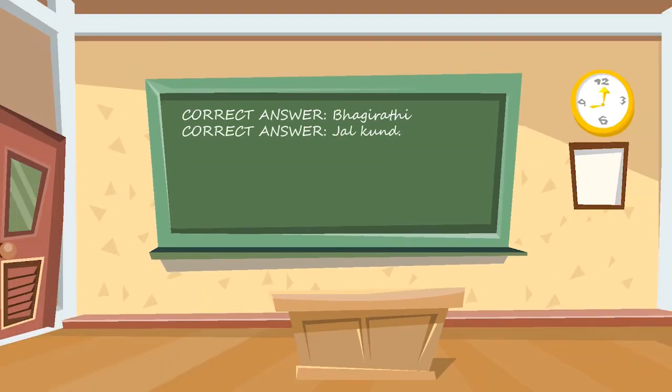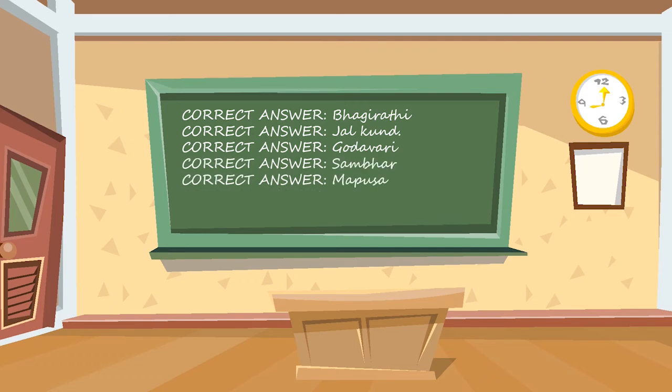Let's look at the answers now. Correct answer: Bhagirathi. Correct answer: Jalkund. Correct answer: Godavari. Correct answer: Sambhar. Correct answer: Mapusa. Correct answer: Terekhol.